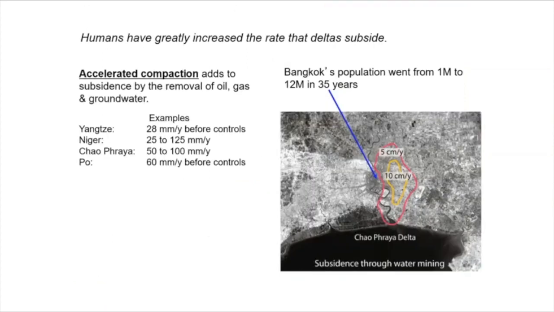And then the other factor that becomes important, this is an example from the Chao Phraya Delta in Thailand. These little contours here show the sinking rate of the land as a result just of water withdrawal. So pumping groundwater out of the earth actually causes the land to subside. And so these areas have been hit very hard by a number of different human factors.